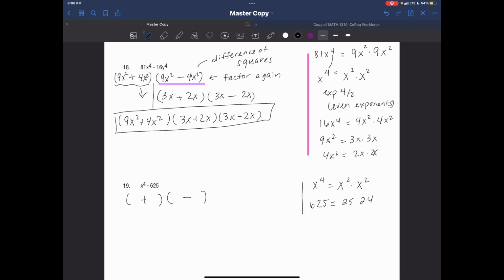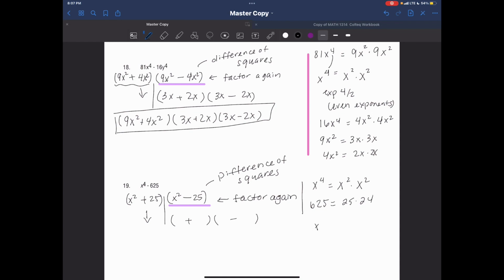Remember, one's a plus and one's a minus. x squared plus 25. And then x squared minus 25 is what we're going to factor again, because again, this is a difference of squares. And then again, we're just factoring what's in purple again. So I'm going to bring this factor down to my answer.